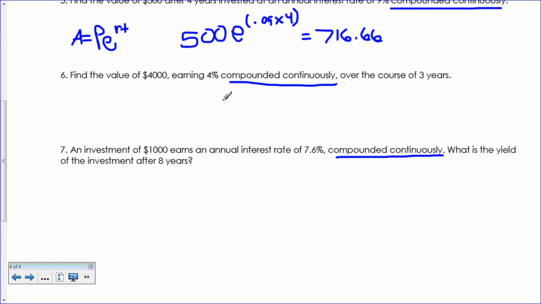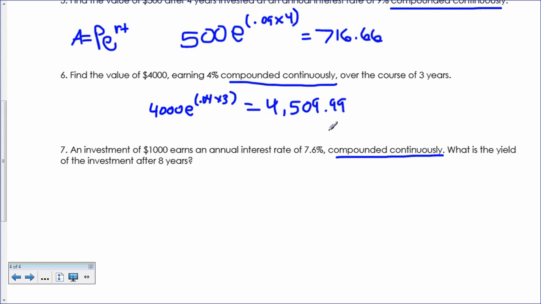So like for this one, the value that it started with was 4,000. You have your E. Then you go up into the exponent. Your rate was 4%, so it becomes 0.04. And then 3 years is how long they want you to be investing. So you would put all of that into your calculator. And you should get 4,509.99.